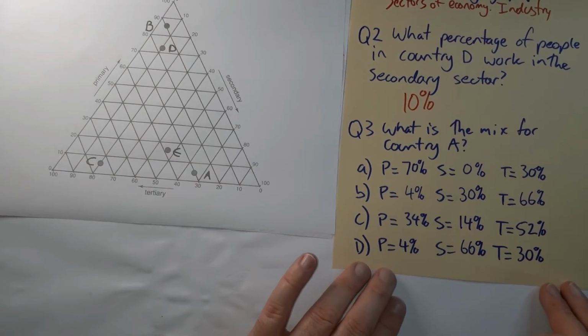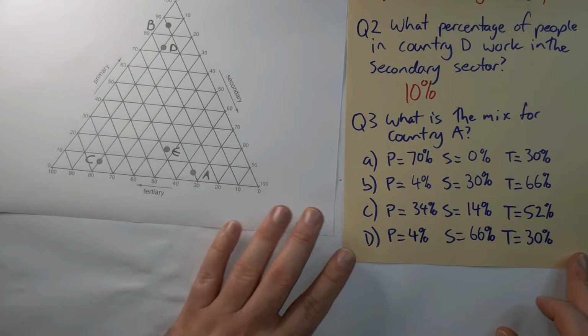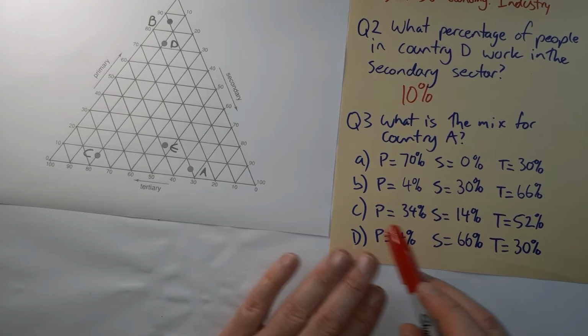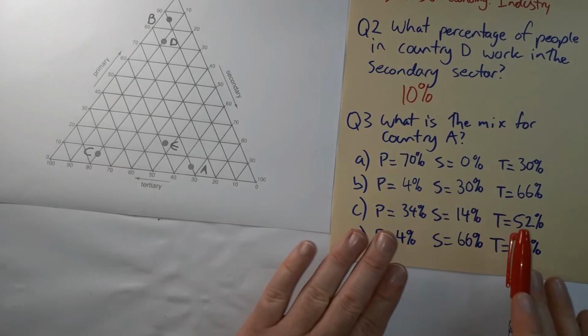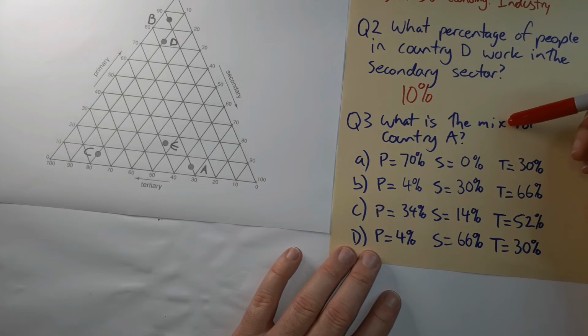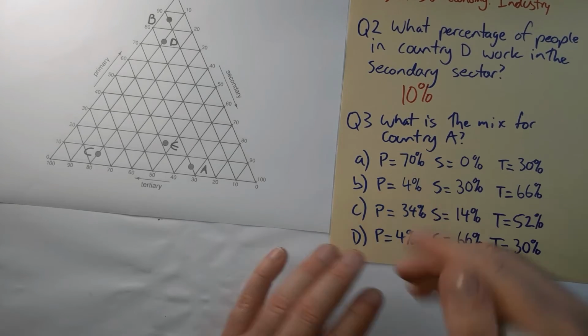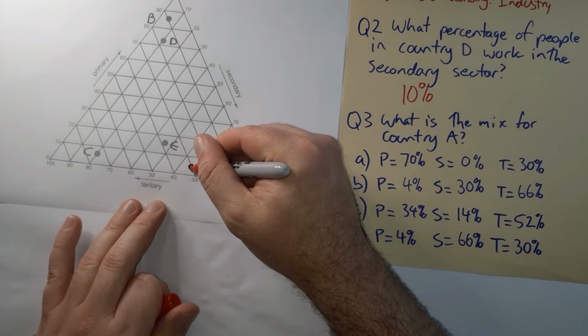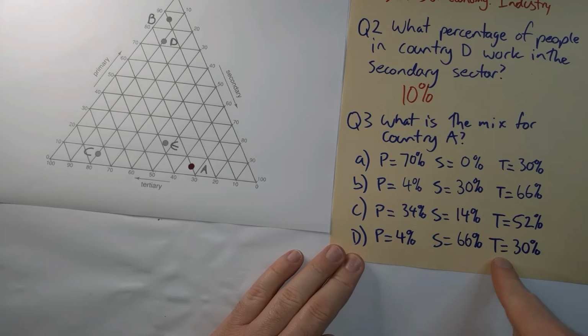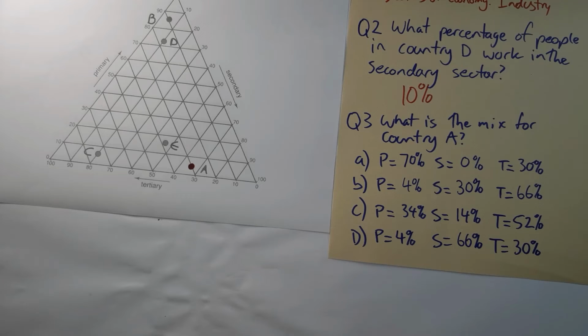Question 3 is multiple choice. So we're looking for the most correct answer. Remember that the percentages here might be 1 or 2% off from what you estimate them to be, so we're looking for the most correct answer. What is the mix? And that's the name we give for all 3 percentages. What is the mix for country A? I'm going to highlight country A here. So there's country A. What we want to do is look for the primary, secondary and tertiary results and see which one most correctly aligns with our measurements.